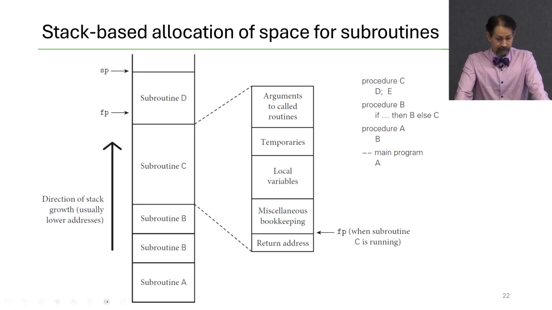Then we'll have local variables for subroutine C. We might have some temporary storage space, again allocated on the stack. And when we're about to call subroutine D, we will pass the arguments to subroutine D at the top of the stack space from subroutine C. So when subroutine D accesses its arguments, it'll actually go down the stack from the return address to find its arguments.